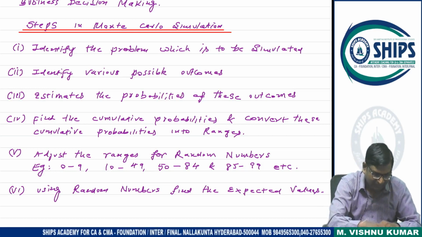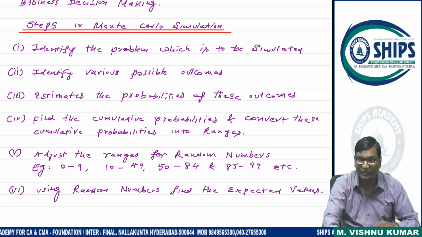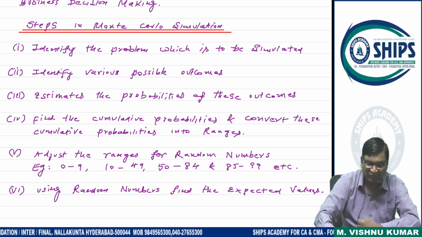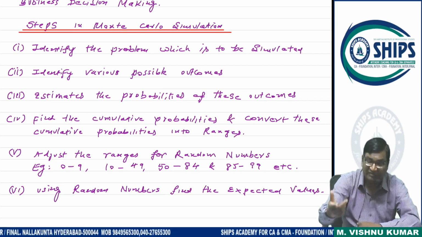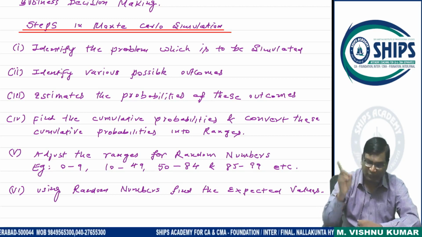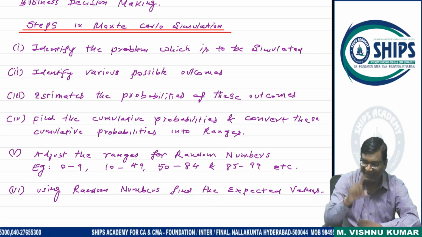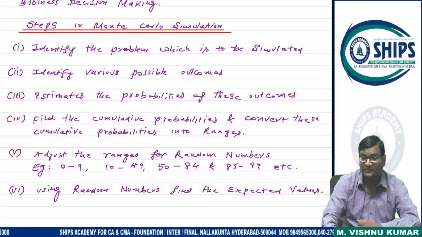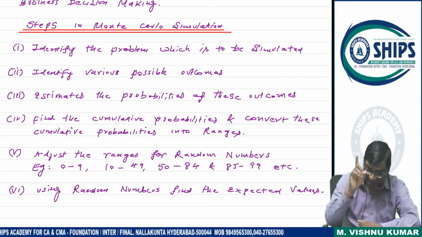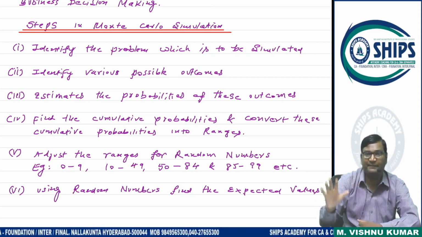So that's why this is called identifying various possible outcomes. If you are interested in one outcome, one random number series is required. If you are interested in more than one outcome, then more than one set of random numbers is required. Suppose you want to calculate demand, profit and cost also. So what is the probability of demand, cost and profit? What is the random number for demand, for cost, for profit? All this we have to develop.